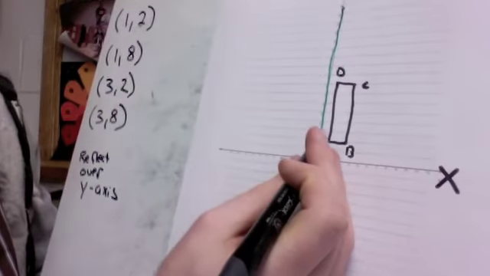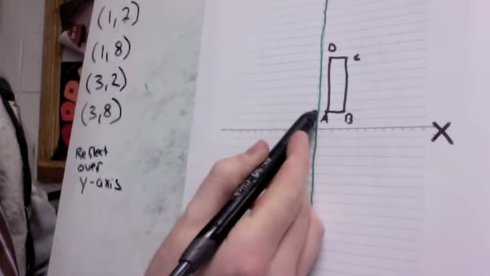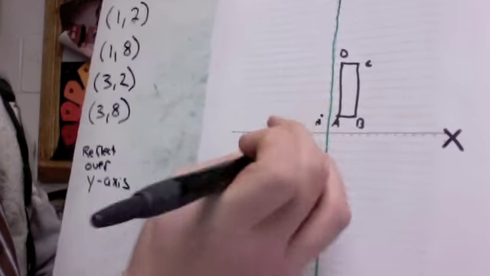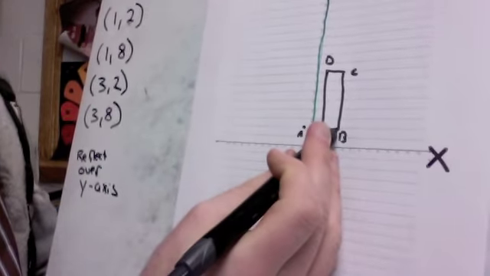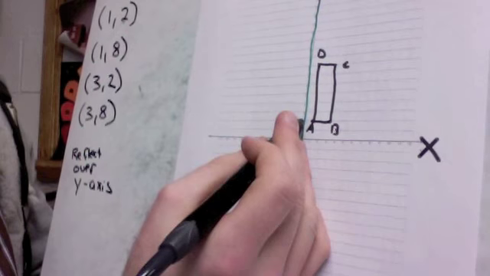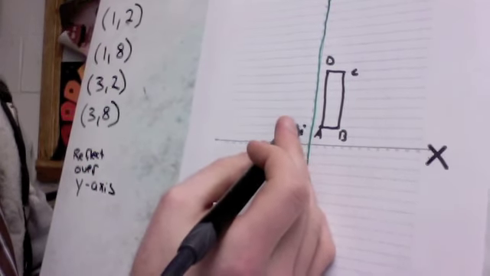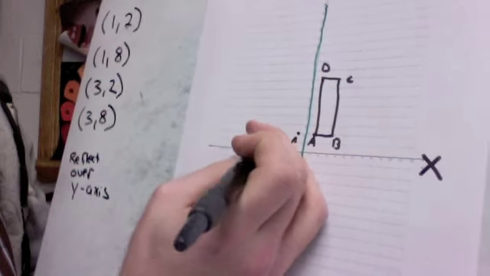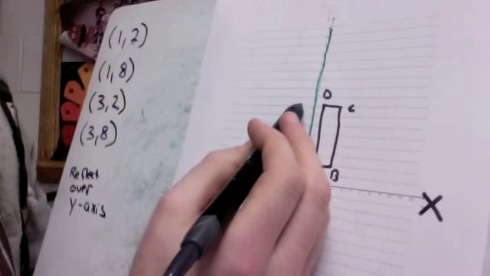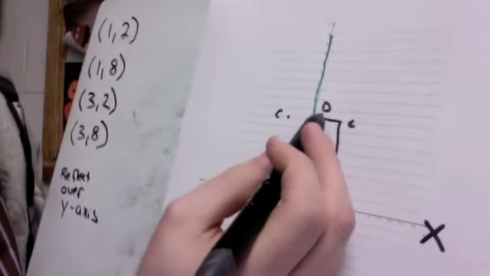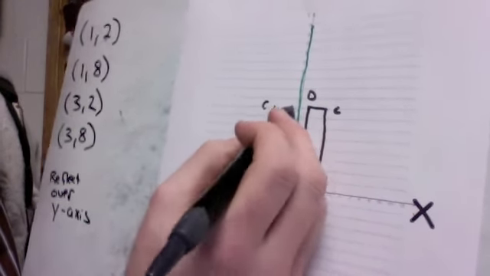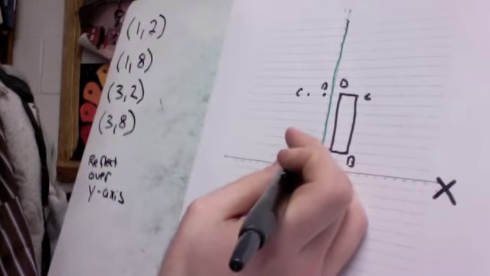So A to the reflection line is just 1 away, so it needs to be 1 away on the other side. So I'll just put the dot there and label it A. B is 1, 2, 3 away from the reflection line, so I need to make it 3 away on the other side. C is also 1, 2, 3 away from the reflection line, so we'll go 1, 2, 3. D is only 1 away from the reflection line, so we'll make it 1 away on the other side, so we have D.